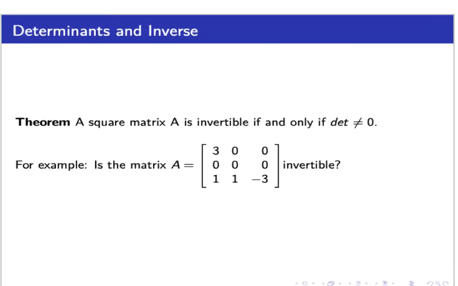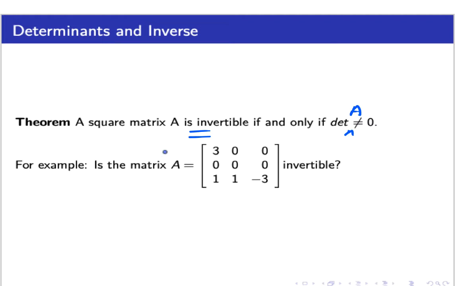Okay, a square matrix is invertible if and only if the determinant of A is non-zero. Oops, I forgot to mention, guys, remember the invertible matrix theorem also; this becomes a part of that too. So the question is: is this matrix invertible?